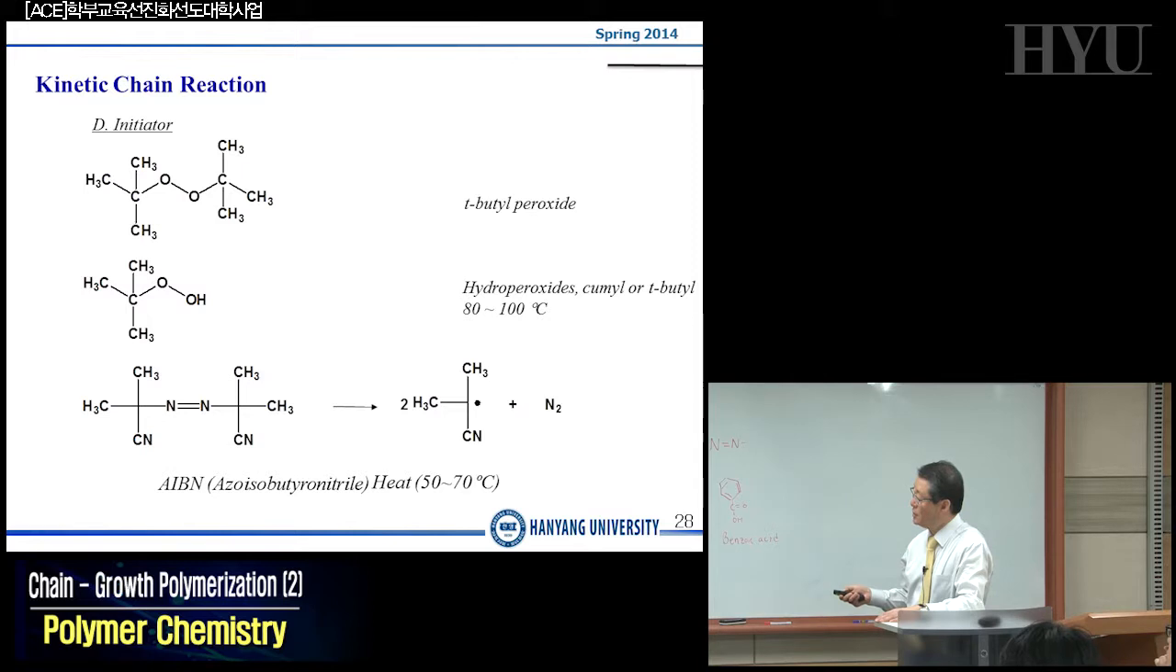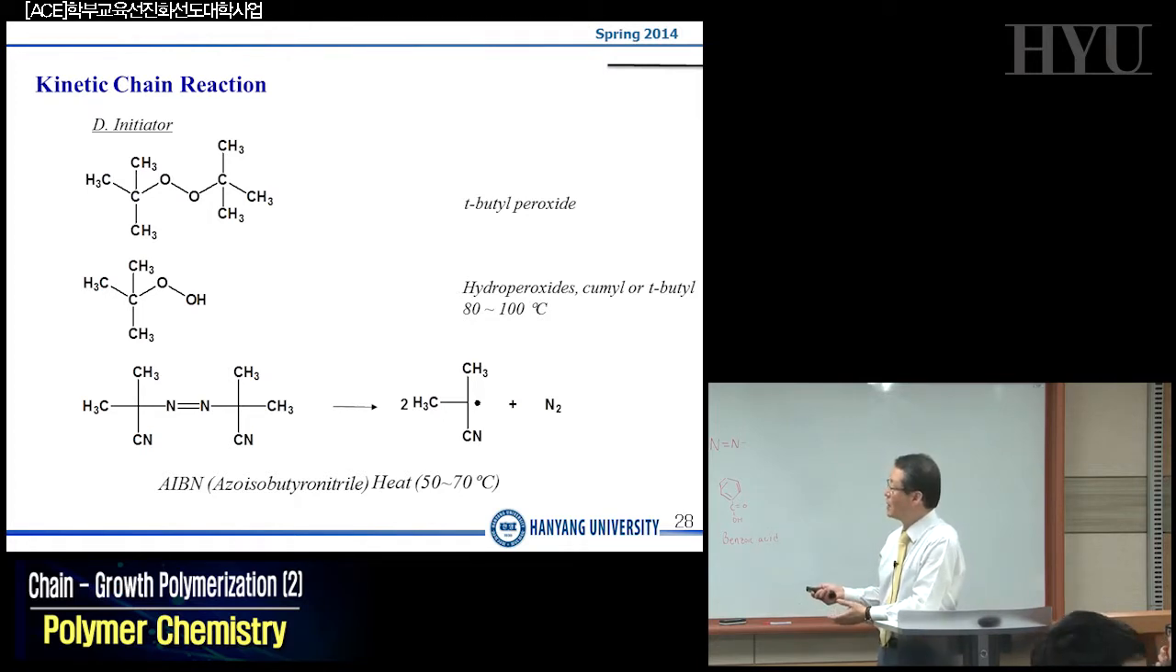This is a C, not double bond, but COOH. Okay, COOH, which is also the peroxide. Whether it could be a tertiary butyl peroxide or cumyl peroxide, or a peroxy acid, which is a little different from the tertiary butyl peroxide.